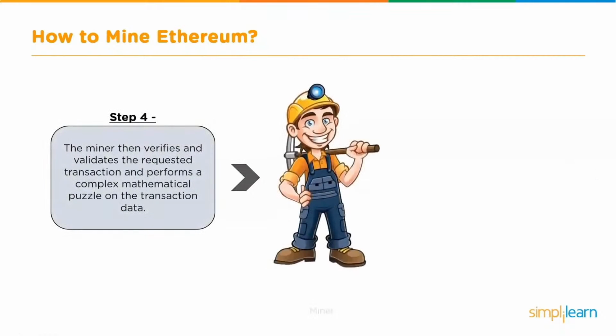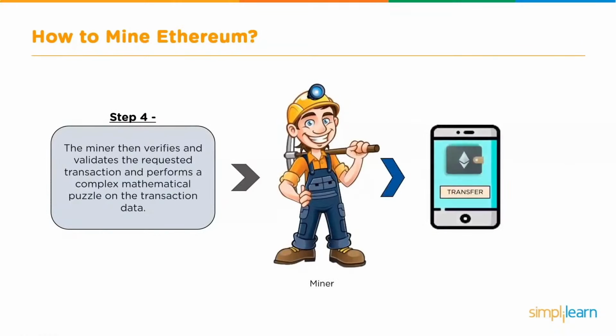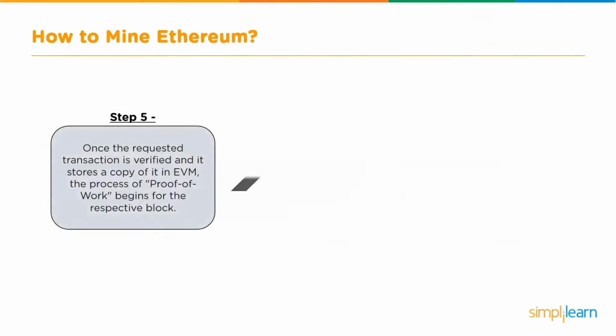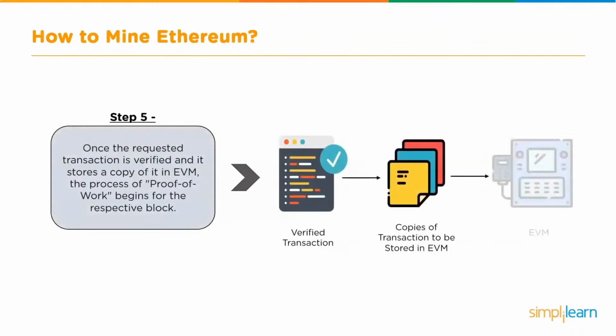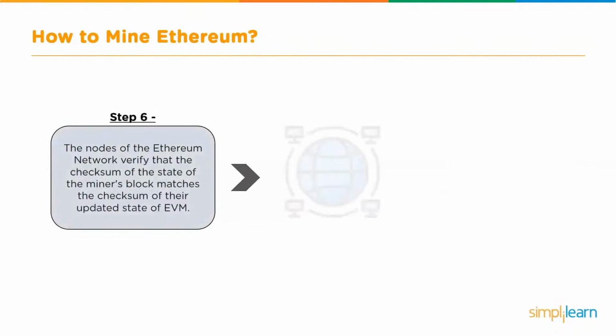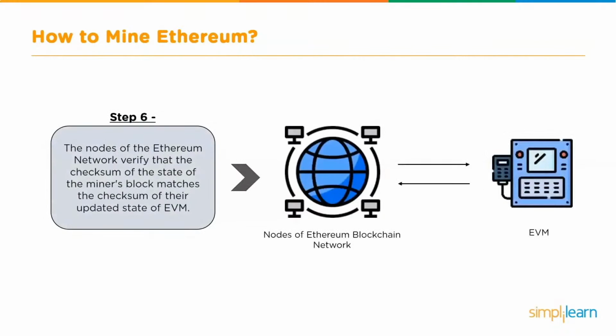Step 4. The miner then verifies and validates the requested transaction and performs a complex mathematical puzzle on the transaction data. Step 5. Once the requested transaction is verified and it stores a copy of it in Ethereum, the process of proof of work begins for the respective block. Step 6. Then the nodes of the Ethereum network verify that the checksum of the state of the miner's block matches the checksum of the updated state of the Ethereum after execution of all transactions.